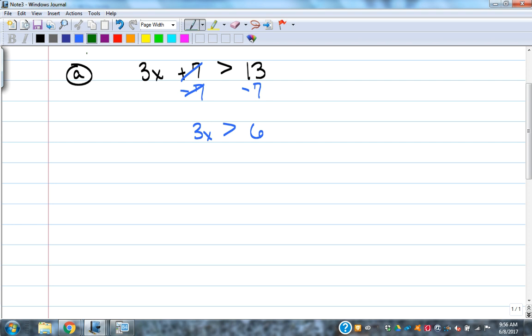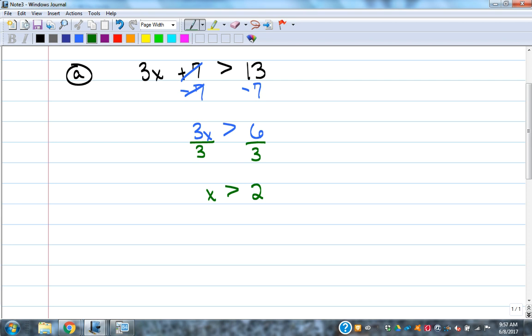And then the last step would be what? Divide by 3. The only thing that's different about inequalities is if you divide or multiply by a negative, then you have to flip your symbol around. Okay? So we didn't do that on this one, so we don't flip the symbol. But that's something you're going to encounter in the next example we do. If you multiply or divide by a negative at any point in the problem, you have to flip the inequality symbol around. So keep that in mind.